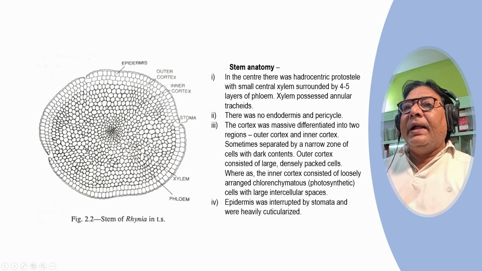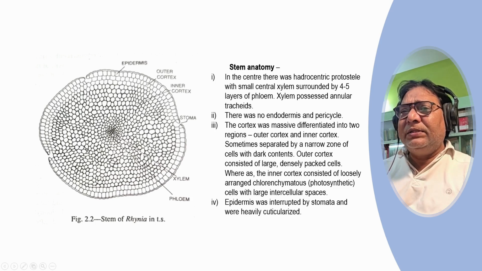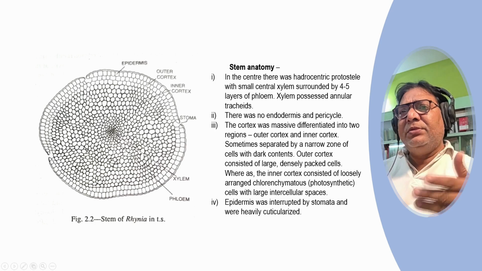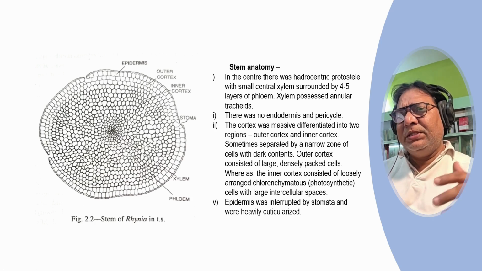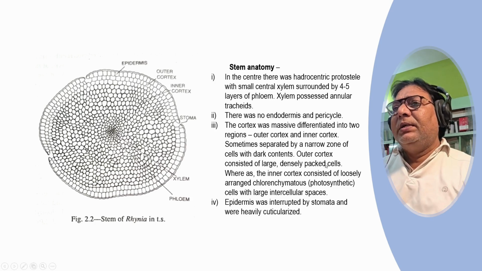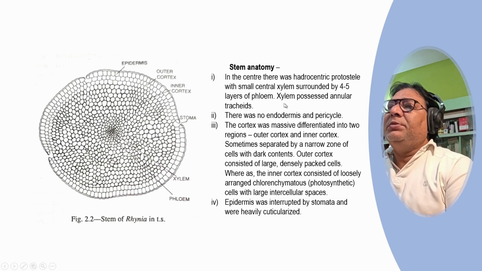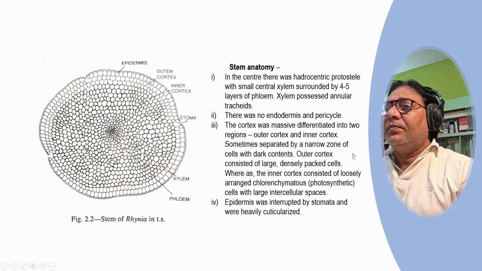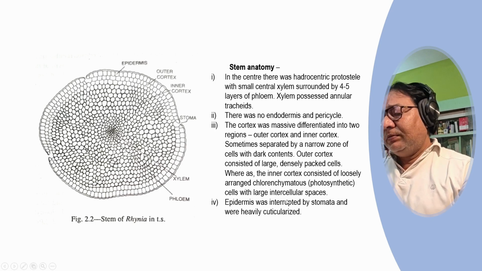Okay, and the stele is very, very small and narrow. There is a very narrow strand of xylem surrounded by phloem. There is no visible endodermis or pericycle. It cannot be distinguished. It was almost merged with the inner cortex. So these are the anatomical characteristics of Rhynia. I'm not repeating this.